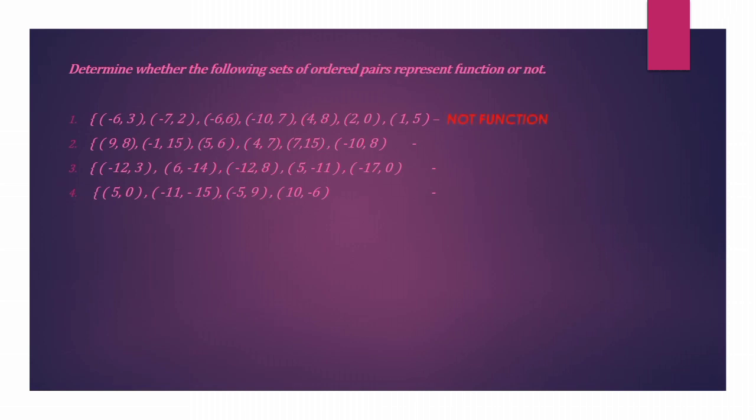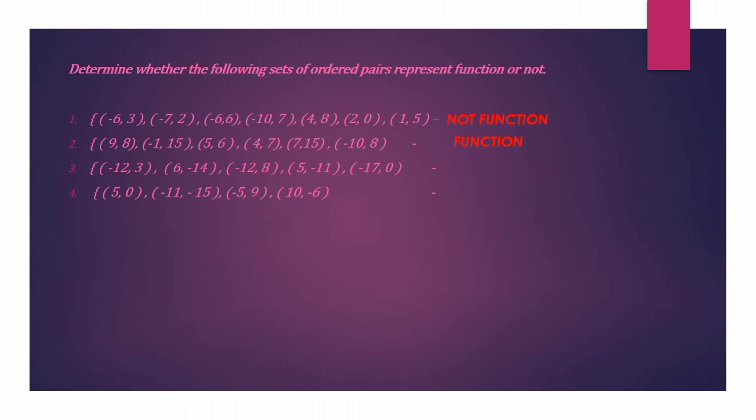So for number 1, it is not a function. Very good. It is not a function. Why? So, mayroong negative 6 na nag-repeat sa x values. So, it is not a function. Very good. What about number 2? Try to look at only the x values, the first coordinates. So, kung walang may nag-repeat na number, that is a function. Kung may nag-repeat, that is not a function. So, here for number 2, what's the answer? Very good. It is a function.